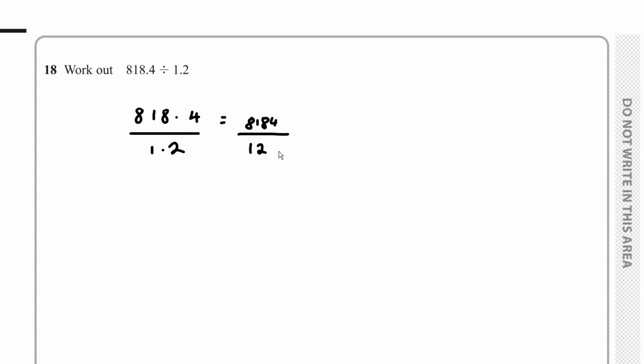8184 divided by 2 is equal to 4092, and then 12 divided by 2 is 6. If I now divide the top and bottom by 2 again, I get 2046 divided by 3. And what this is equal to is 682.